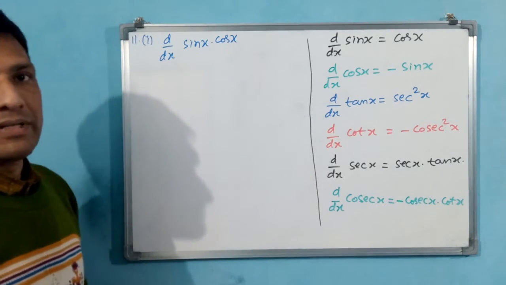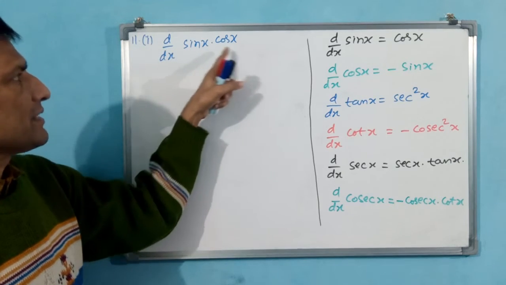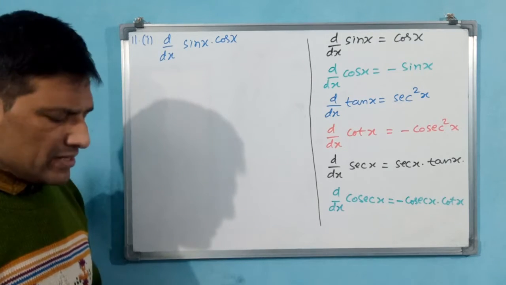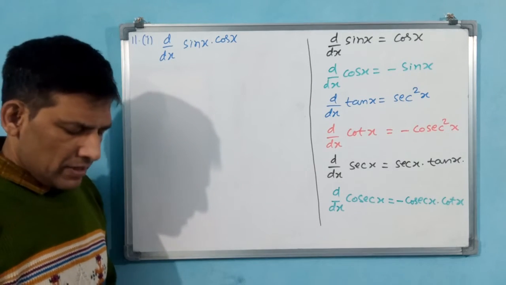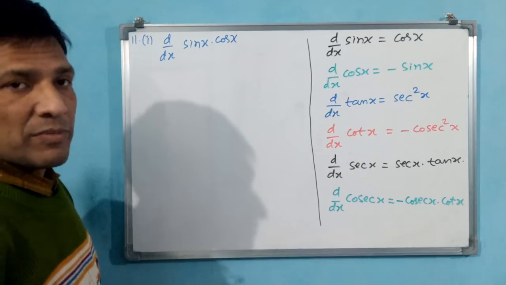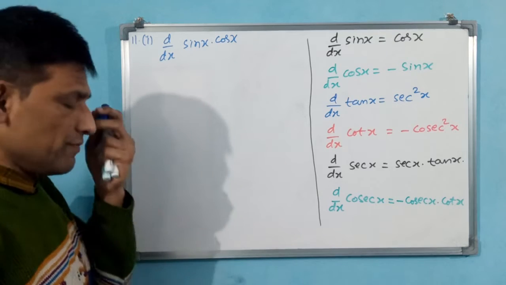Question number 11, find the derivatives of the following. They have given part 1, sin x cos x, but I have written d by dx of sin x cos x. Finally, the meaning is this one only. You see how I am writing this. d by dx of sin x cos x means d by dx of u into v.